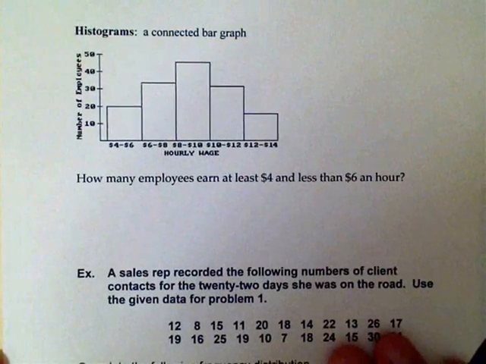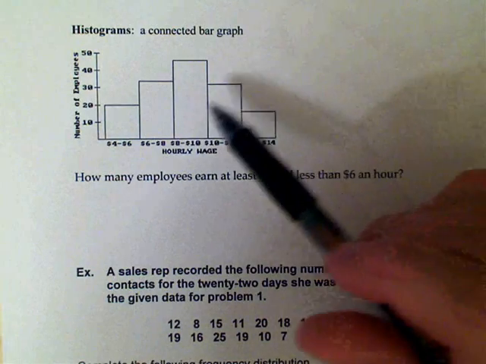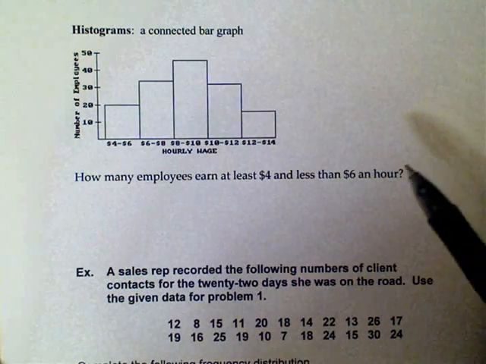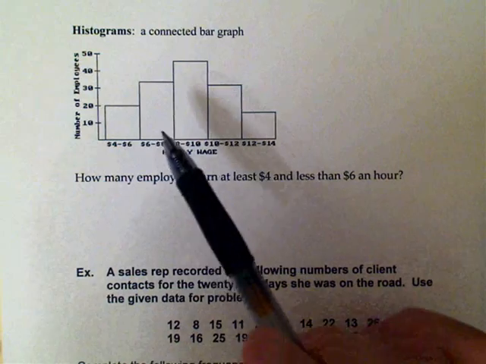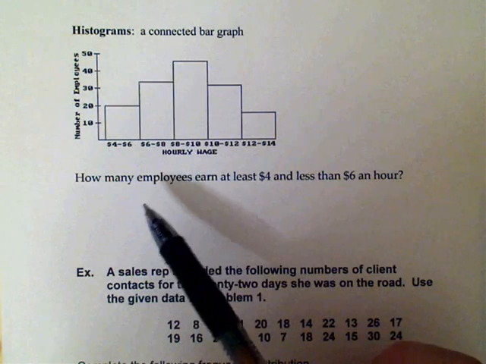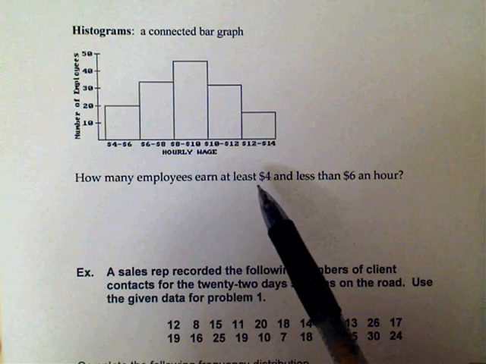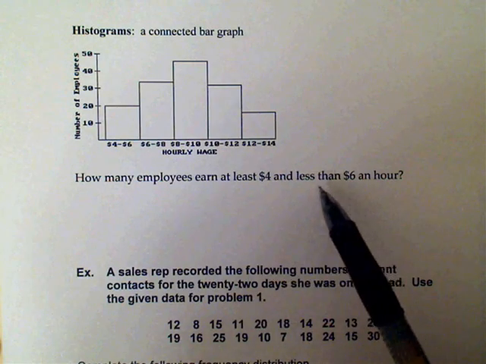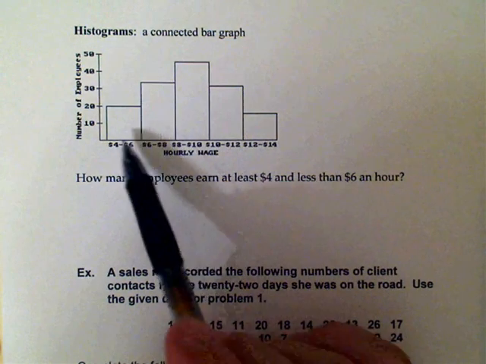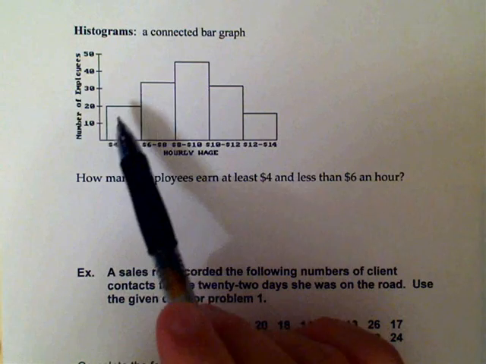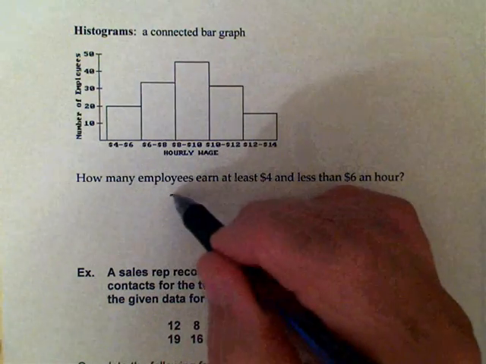Now this is an example of a histogram. It looks a lot like a bar graph except for one thing. They're connected. And so be careful when you read these. Be very careful. It says how many employees earn at least $4 and less than $6 an hour. So at least 4, less than 6, that's this bar right here. That'd be 20 employees.